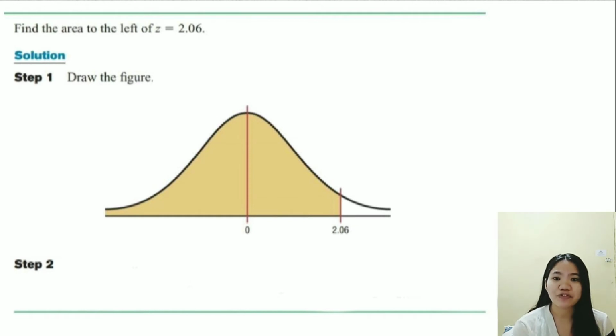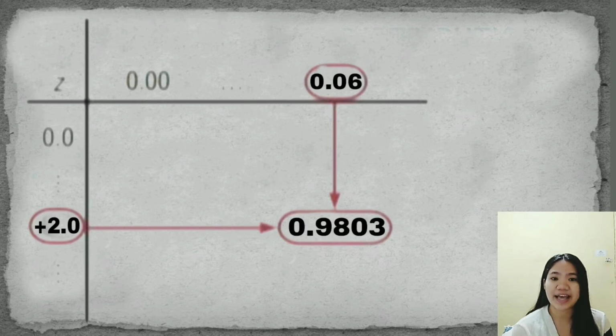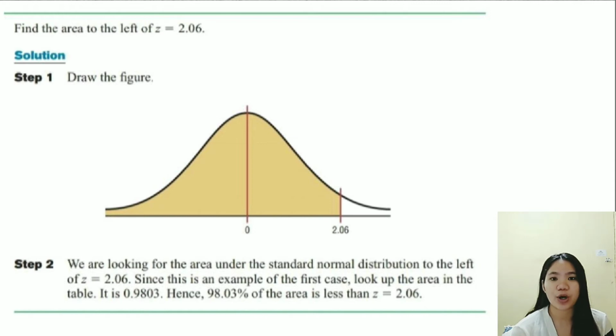The area to the left of positive 2.06 is found by looking up 2.0 in the left column and 0.06 in the top row. Where the line meets gives an area of 0.9803, which is the area to the left of the z value of positive 2.06. Hence, 98.03% of the area is less than the z value of positive 2.06.